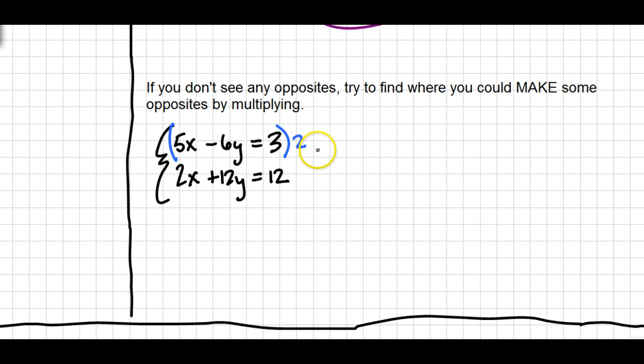Another option that I know some kids have asked about is, could you divide by 2 on the bottom equation? And the answer is definitely yes, you could. Typically though, multiplying is a lot easier for kids than it is to divide. So I would recommend always looking for something you can multiply by rather than something you can divide by. But know that dividing would also be appropriate.